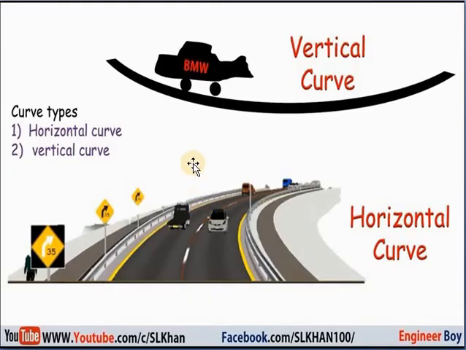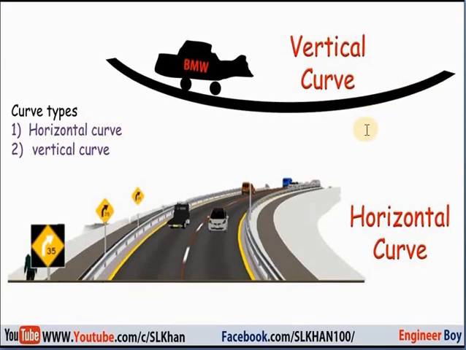You can see the diagram here. For your reference, I have taken one diagram. This is a horizontal curve, and in the upper diagram, the black color mark is the vertical curve. So the road which is laid in the horizontal direction has a horizontal curve, and the road which is laid in the vertical direction has a vertical curve.